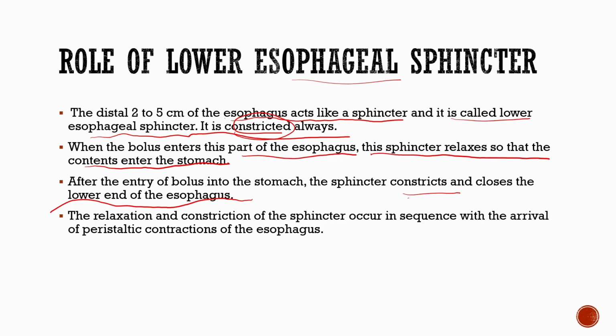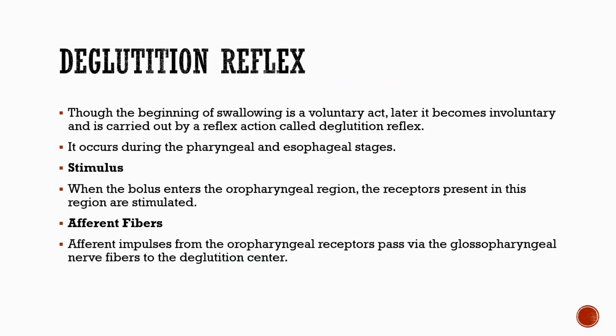Okay, the relaxation and constriction of the esophageal sphincter occurs in sequence with the arrival of peristaltic contractions of the esophagus. So it follows the primary and secondary peristaltic contractions. Now the deglutition reflex, what is that? Though the beginning of swallowing is a voluntary act, later it becomes involuntary and is carried out by a reflex action called the deglutition reflex. Okay? It occurs during the pharyngeal and esophageal stages.